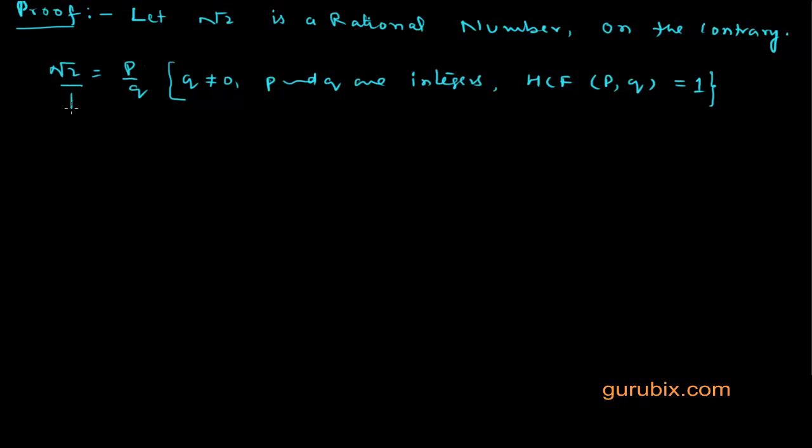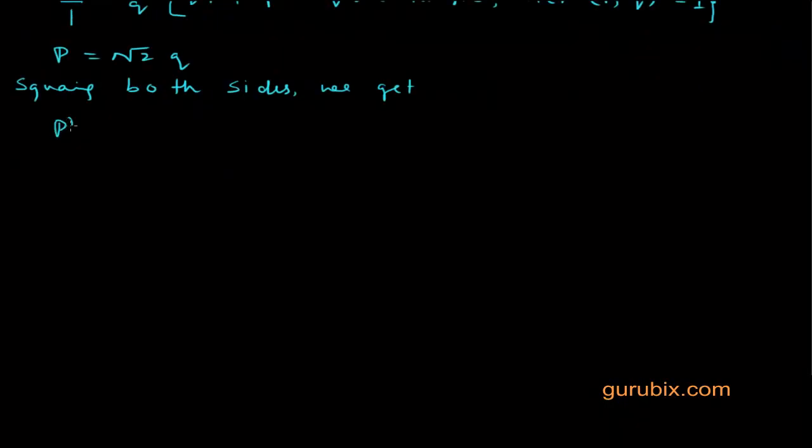Now we shall cross multiply these two numbers. We get p equals under root 2 q, and squaring both sides, we get p square equals 2q square. And what we observe here is that the value of p square is 2q square.